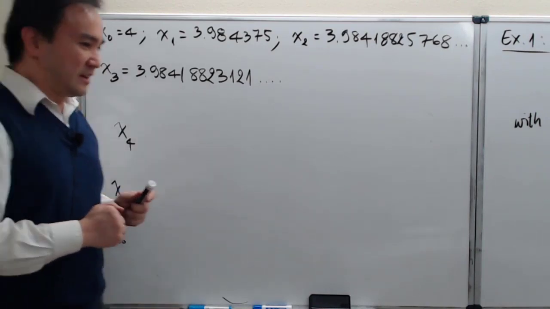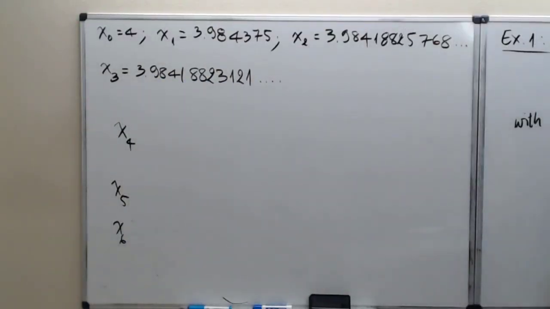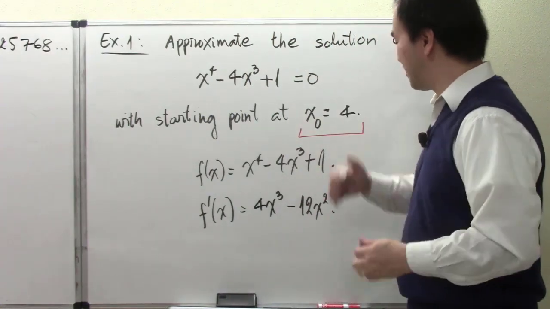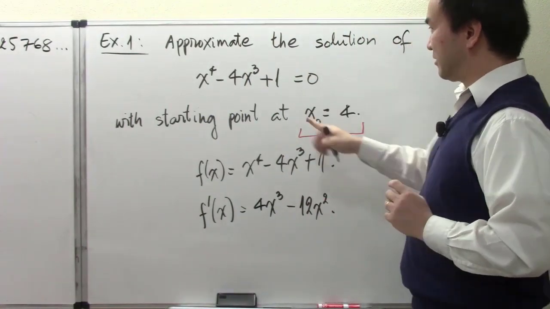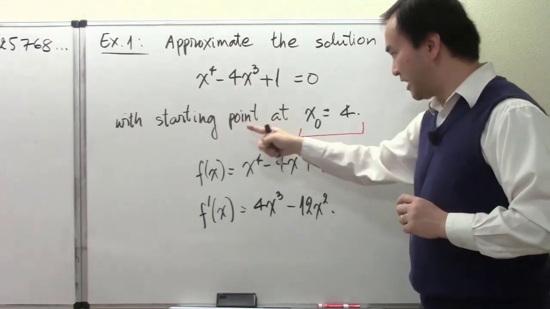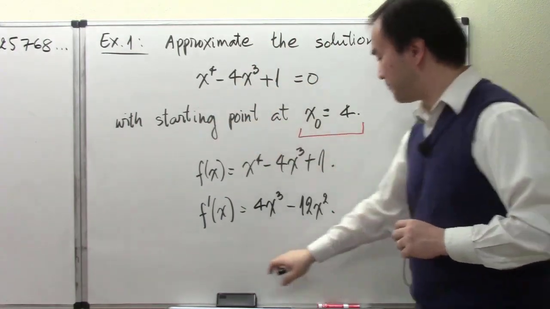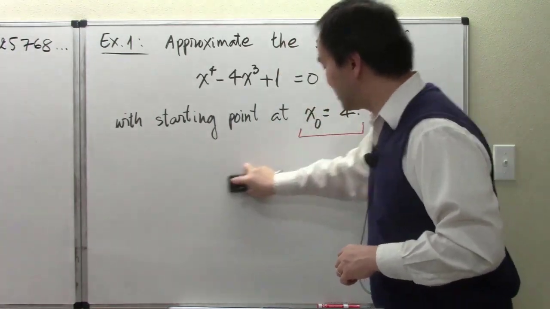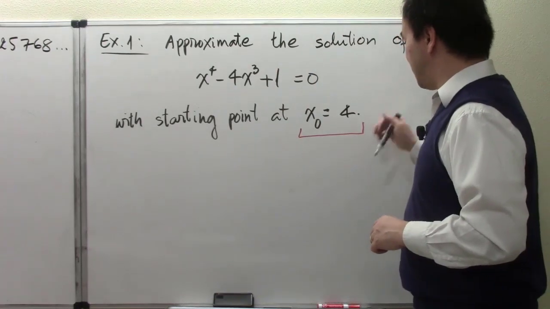So here's the thing. Let me now go back and add this line right here to our beginning problem, I mean to this particular problem in our example. So we want to approximate the solution of this equation with the starting point. So we know we have a starting point here, and let me erase this work here that's no longer needed, okay?